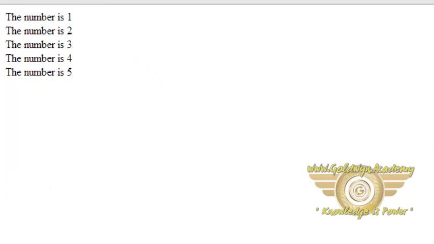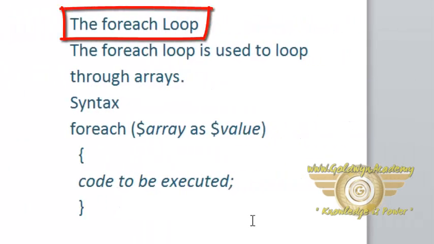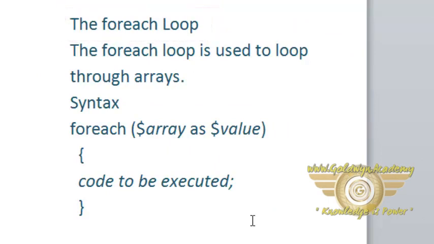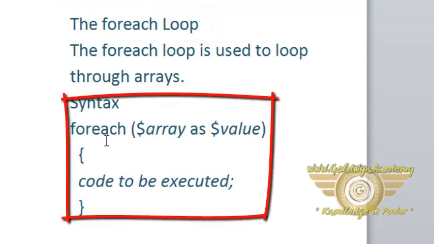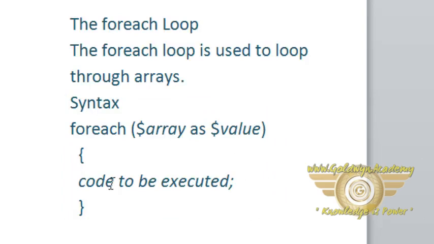Now let's see the foreach loop. The foreach loop is specially for arrays. The foreach loop is used to loop through arrays. This is the syntax for the foreach loop: $array as $value, and then code.